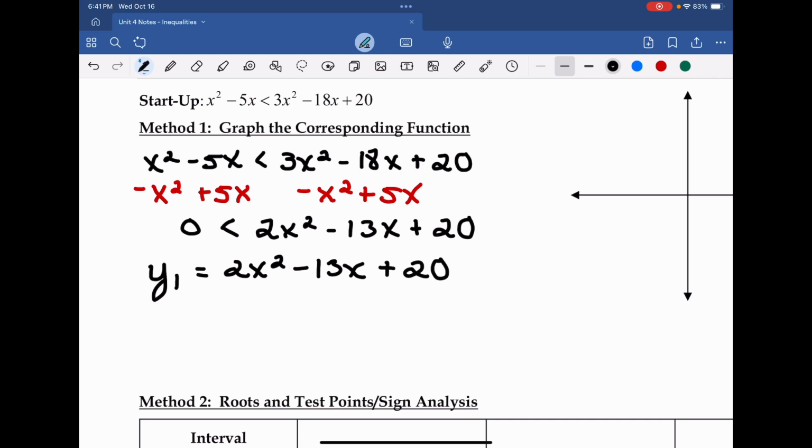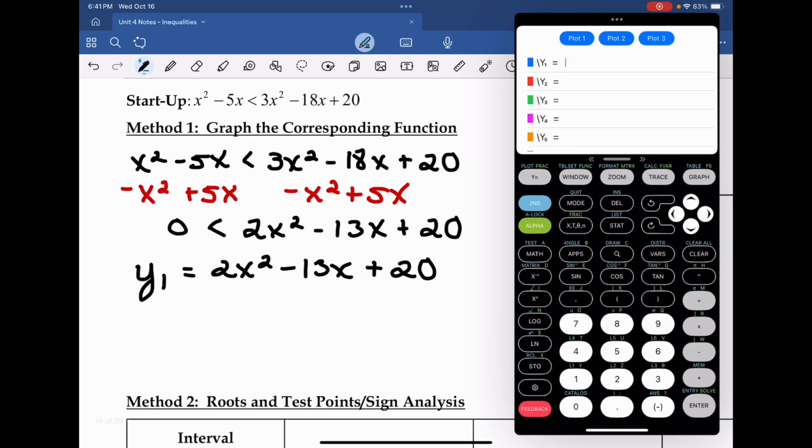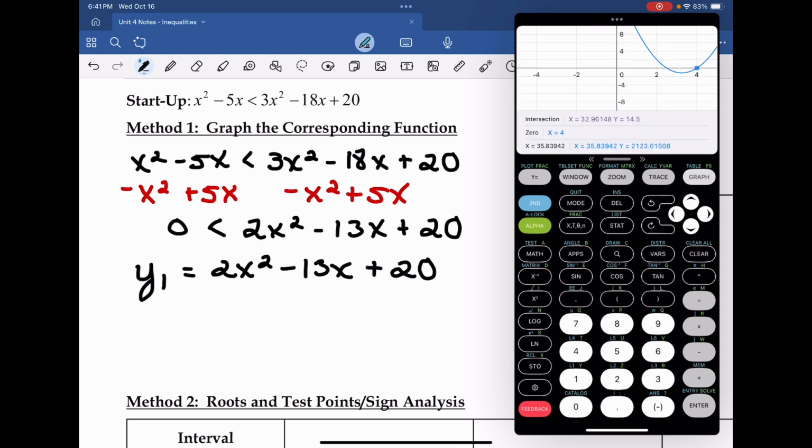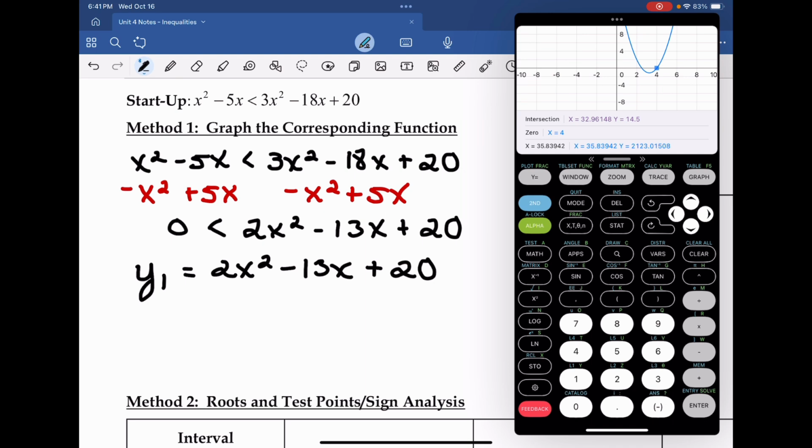Once we have this written down, let's pull this open in our graphing calculator. In our y equals function, or in the Casio, your graph function, we're going to enter 2x squared minus 13x, and then plus 20. Okay, we're going to graph it. Now, I'm going to put it under the standard window settings, and under the standard window settings, it looks like this.